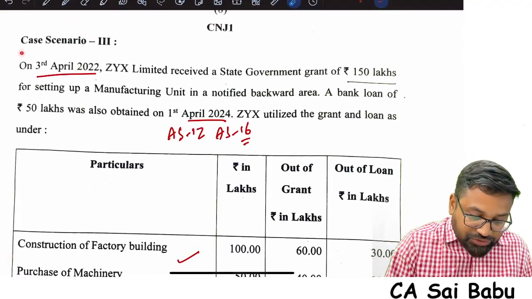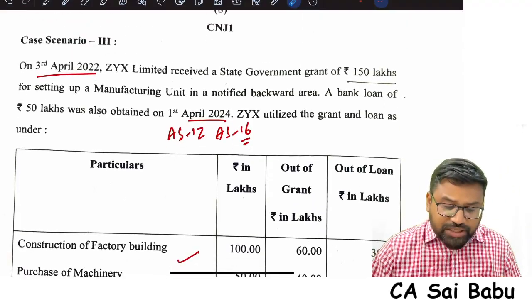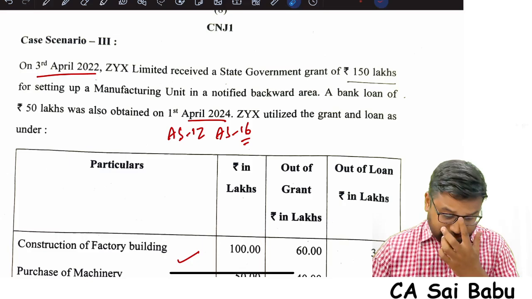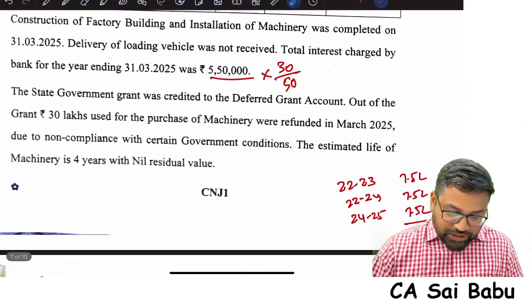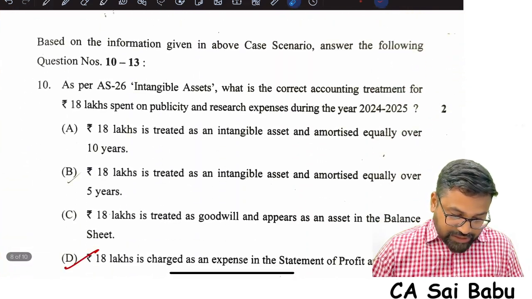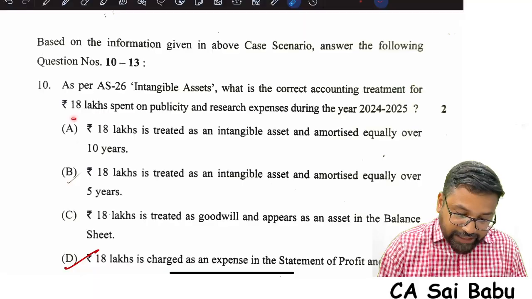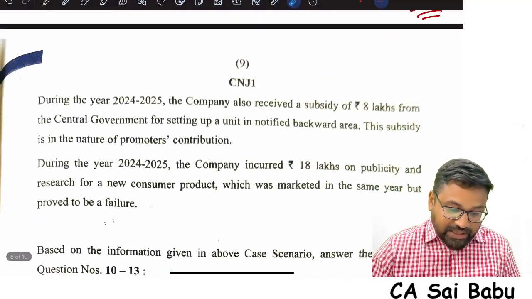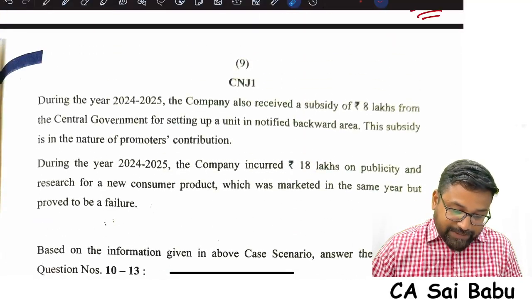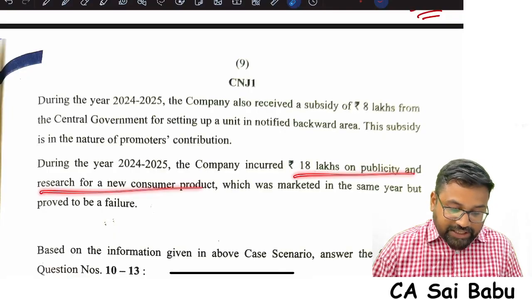Next case scenario 3, sir. It's a combination of accounting standard 12 and 16. See, in this question, first, as per AS 26 intangible asset, what is the correct treatment for 18 lakhs spent on publicity and research expenses? See, in this question, sir, this company has spent 18 lakhs for publicity and research of a new product.